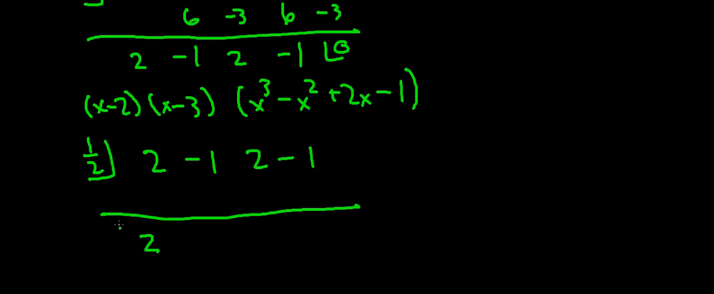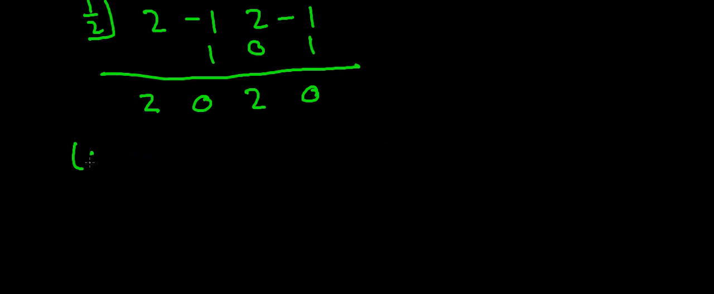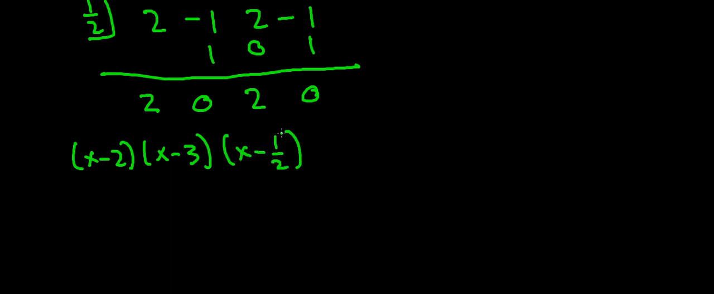So bring down the 2, times by 1/2, that's 1. This adds to 0, and then the same thing over again. We add a 0, we get 2, times it by 1/2, we get a 1, and then we get a 0. So 1/2 is also a factor. So now what we've got is x minus 2, x minus 3, x minus 1/2. And what we're left with is 2x squared plus 2.